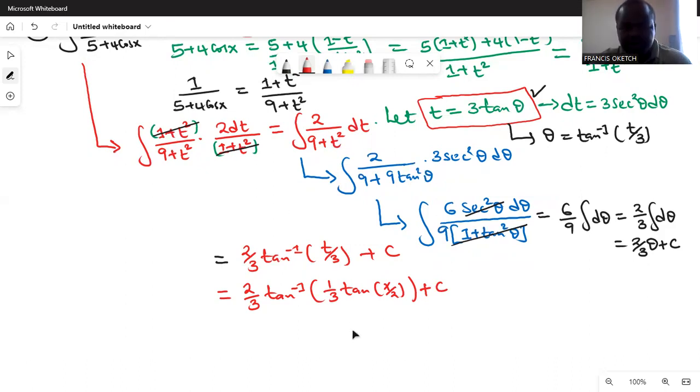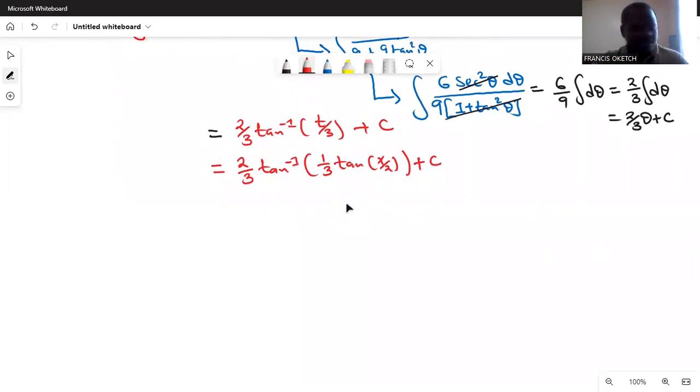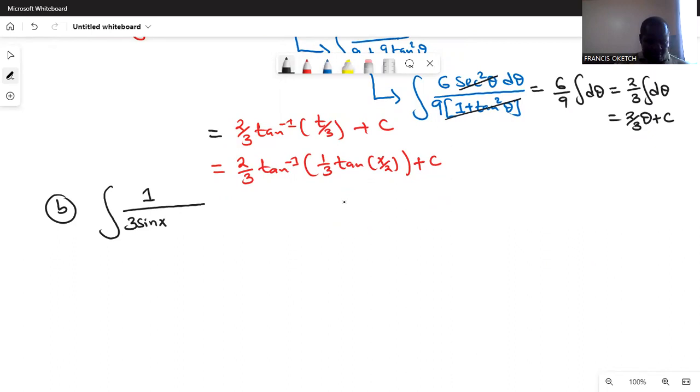So maybe I can give you one to try at your own time. You can try this integral. Let me write it down. We call it part B. Part B, you are given the integral of 1 over 3 sin x plus 4 cos x dx. So you see here now you are going to make a substitution for dx.